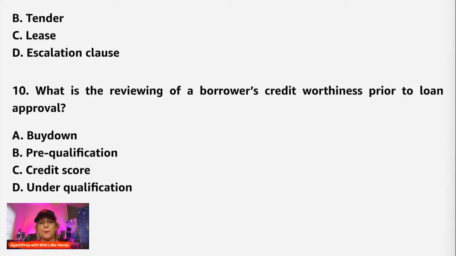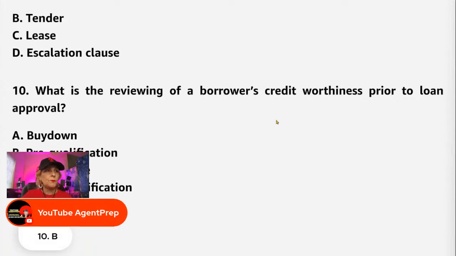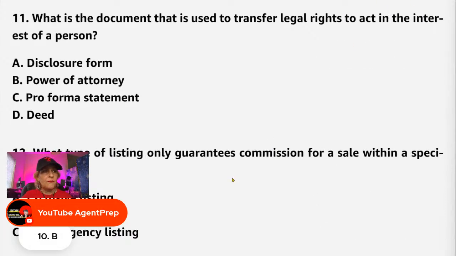That is correct. A, pre-qualification. This is typically done by a lender over the phone. They'll ask questions about what their credit score is, any loans or debts that they have, and their income. Now, to get a pre-approval, they have to submit the application, run the credit, and submit their income tax returns. So that is a more solid approval versus just a qualification.